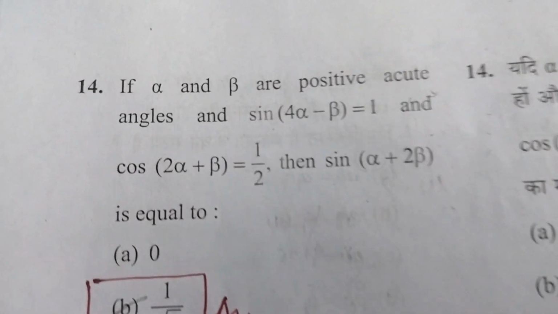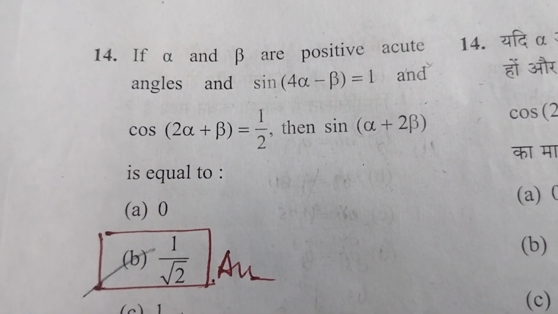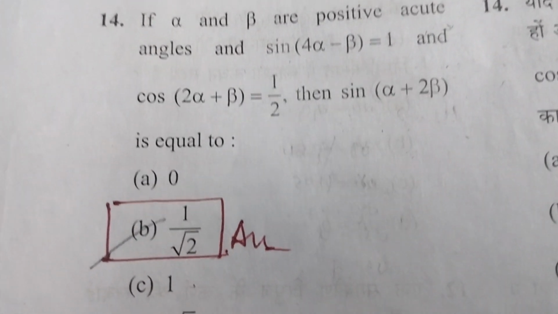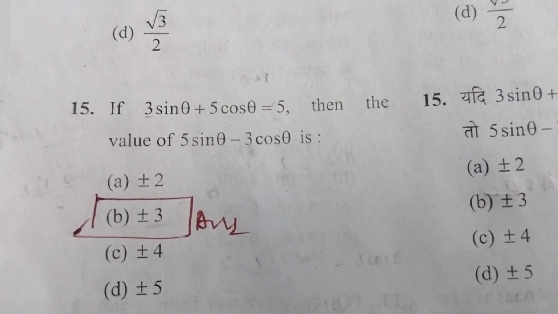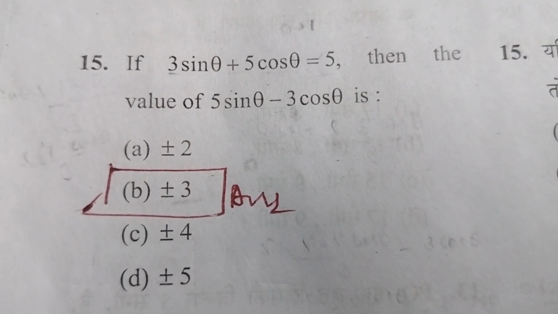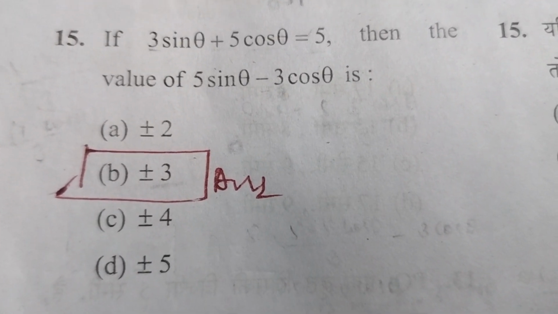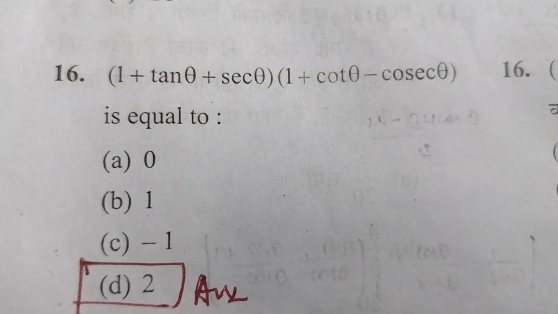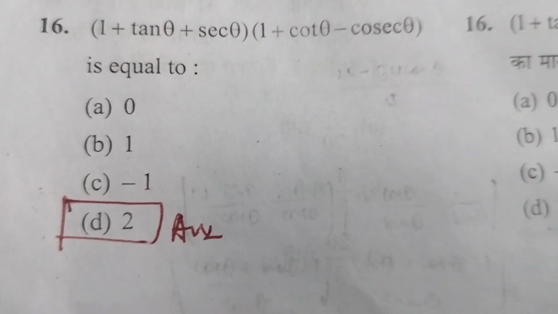14. If alpha and beta are positive acute angles and sin(4 alpha minus beta) equals 1 and cos(2 alpha plus beta) equals 1 by 2, then sin(alpha plus 2 beta) equals B, 1 upon root 2. 15. If 3 sin theta plus 5 cos theta equals 5, then the value of 5 sin theta minus 3 cos theta is B, plus minus 3. 16. (1 plus tan theta plus sec theta)(1 plus cot theta minus cosec theta) equals D, 2.